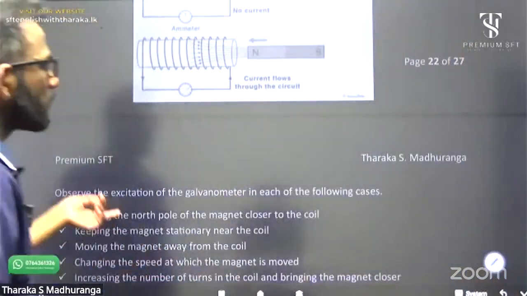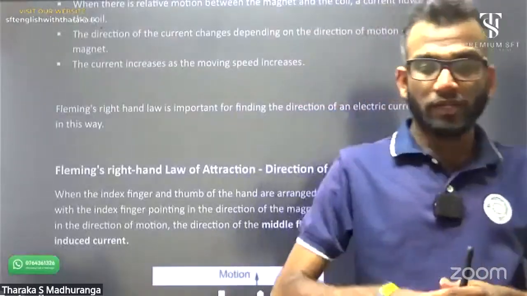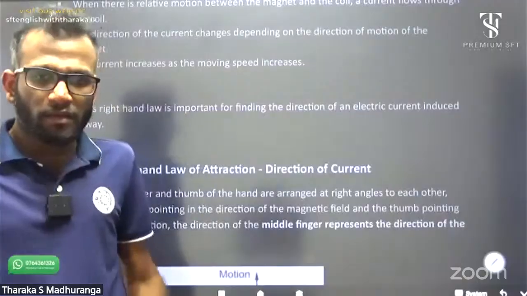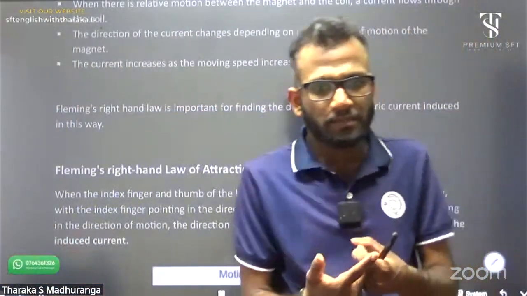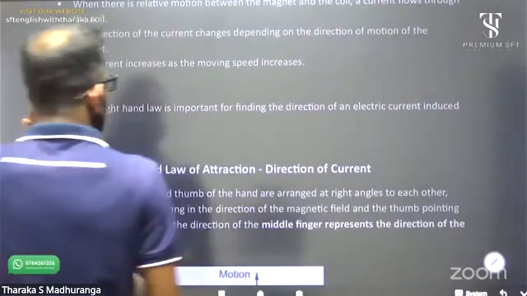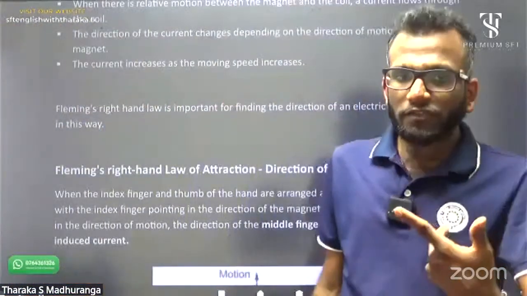I think you can remember the dynamo and alternator work according to Fleming's right hand law. They are producing energy, electricity, current. But in Fleming's left hand law, when we provide electric current in a magnetic field, what happens? A force is exerted. This force direction we can find by Fleming's left hand law.